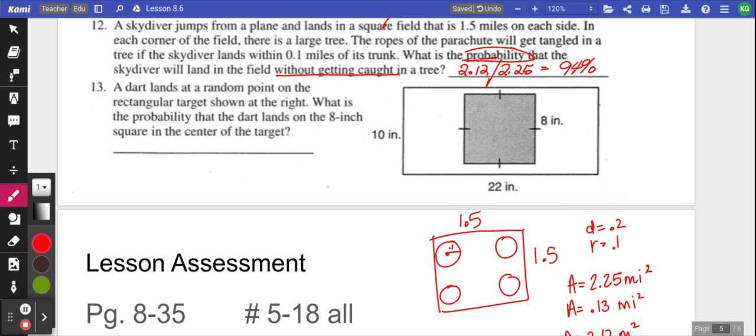A dart lands at a random point on the rectangular target shown at the right. What is the probability that the dart lands on the 8-inch square? So if this is an 8-inch square, I do 8 times 8, which is 64. Out of my total, which is 10 times 22. And 64 out of 220 is 29%.